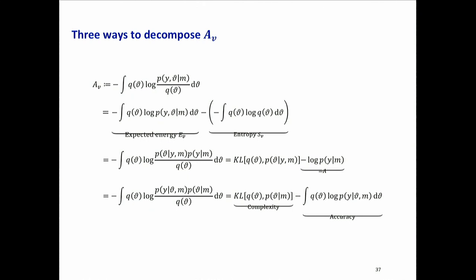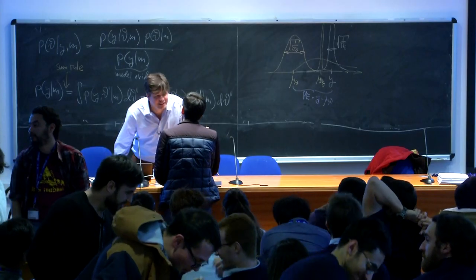In the parameters, yes. If you have a parameter that is not related to the observation.